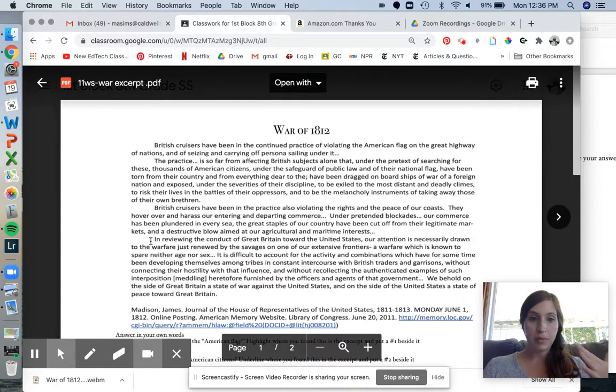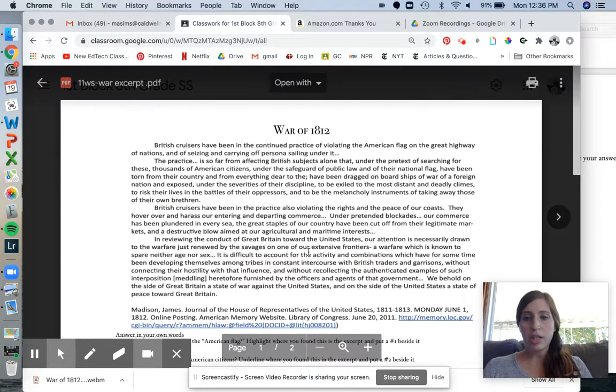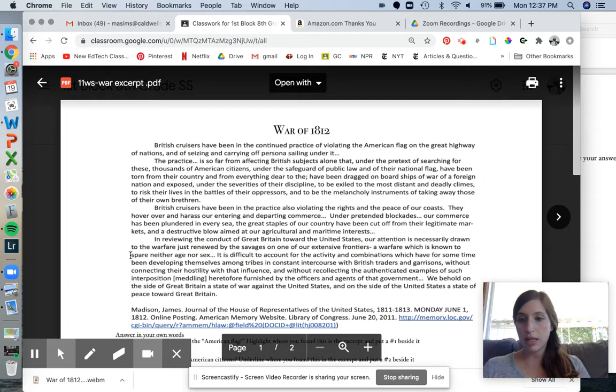Okay, last paragraph. In reviewing the conduct or the behavior of Great Britain towards the United States, our attention is necessarily drawn to the warfare just renewed by the savages on one of our extensive frontiers. Okay, here he's talking about the Native Americans. So basically he's saying there's renewed tension between the Americans and the Native Americans that are living in what is the United States, but is not officially occupied as a state, but it's still a part of the United States. A warfare which is known to spare neither age nor sex. So basically saying that the natives have attacked men and women, children, adults.